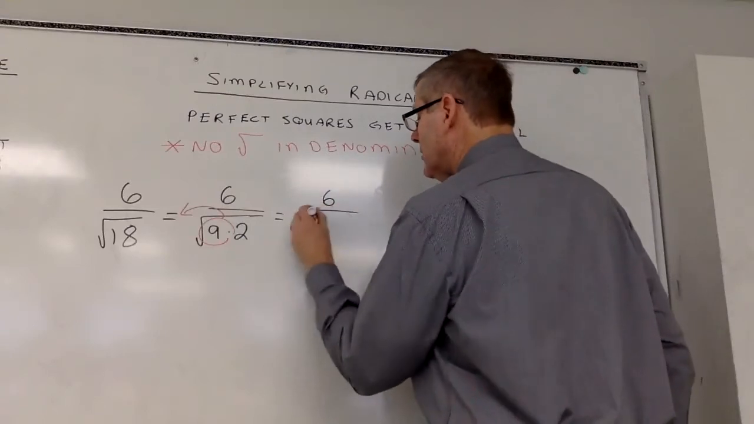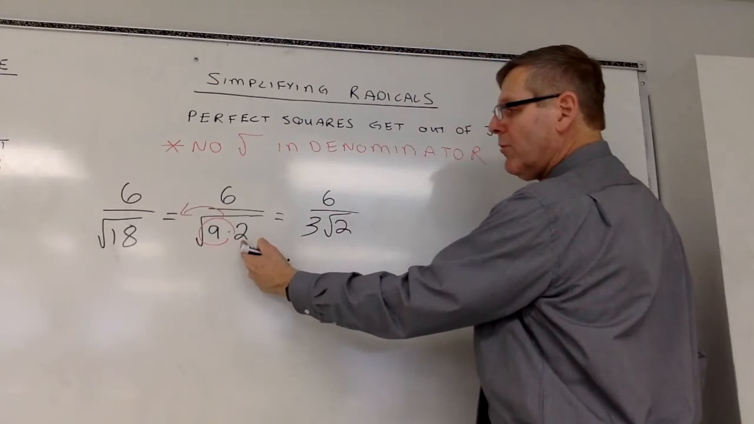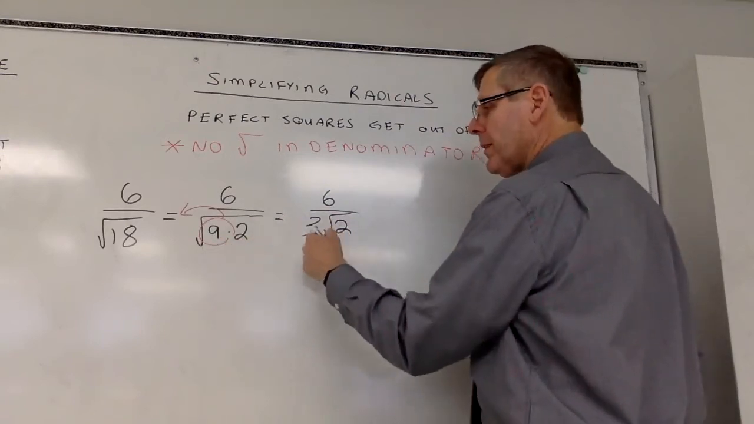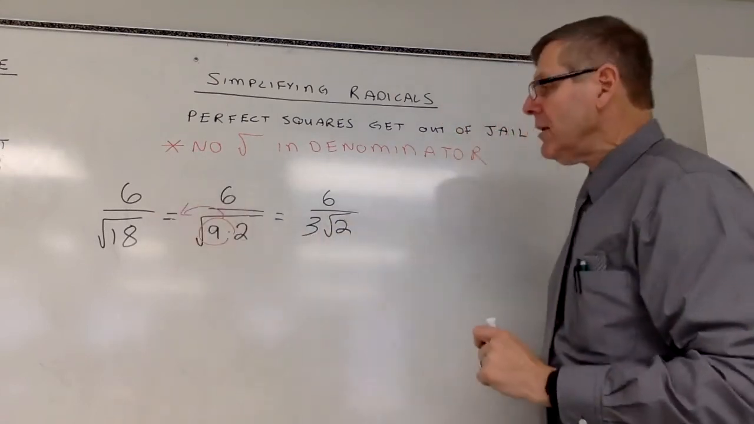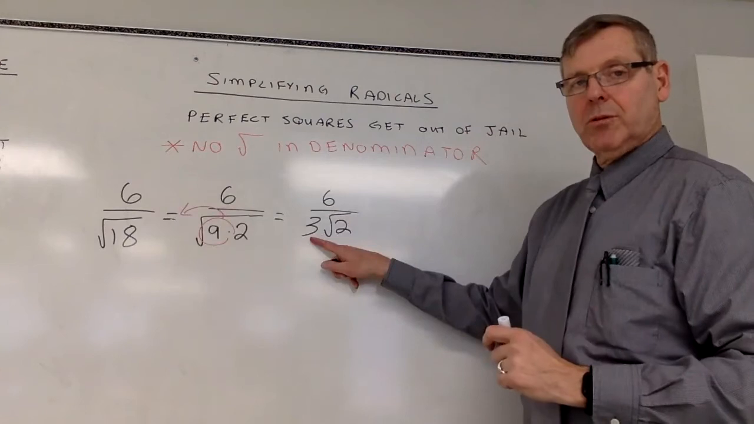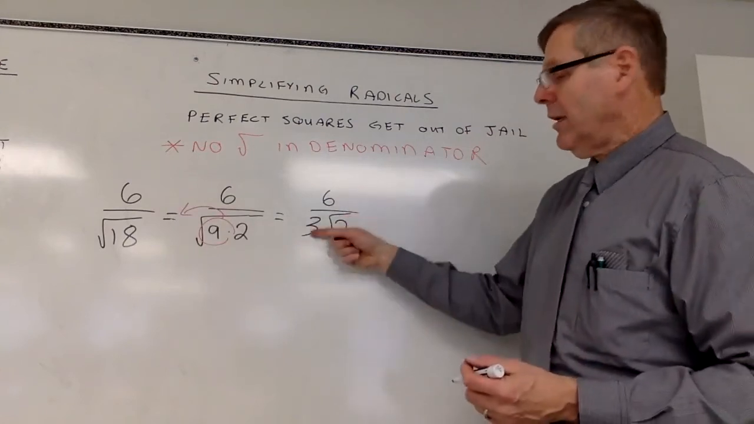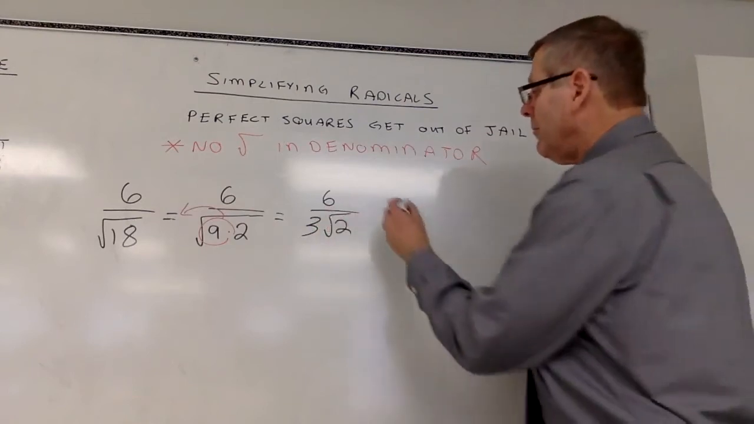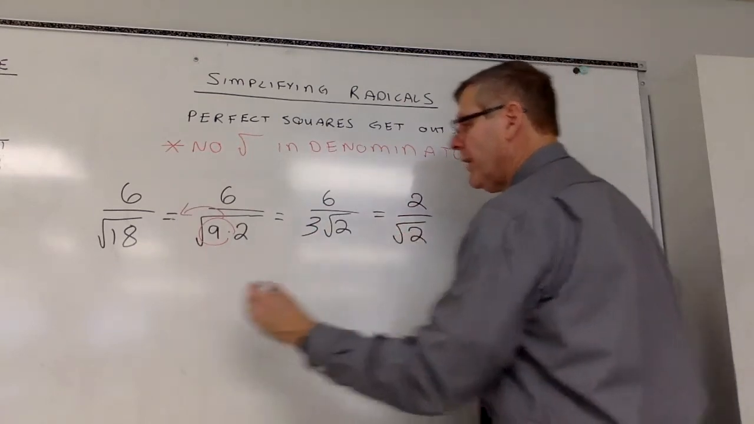This becomes 6 over 3 times the square root of 2. Notice the 2 is left over, but it's still in jail. 2 is still in jail. The 9 gets out of jail because it's a perfect square. So you can actually take the square root of 9 and it becomes 3. But notice this is just 6 over 3. Those are just two numbers. If you saw 6 over 3 without this, you would say that simplifies to what? 2 over 1. So now I get 2 over the square root of 2.